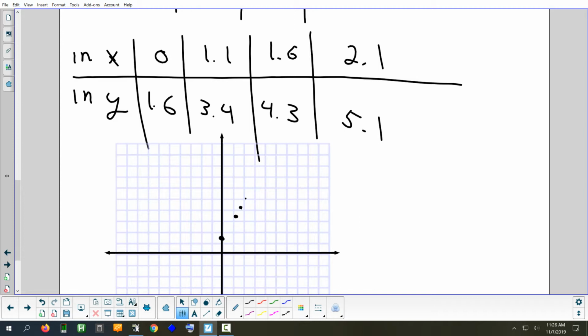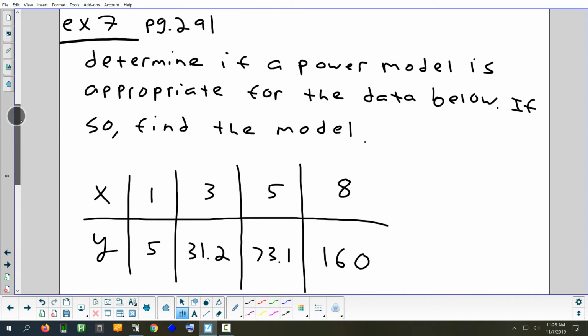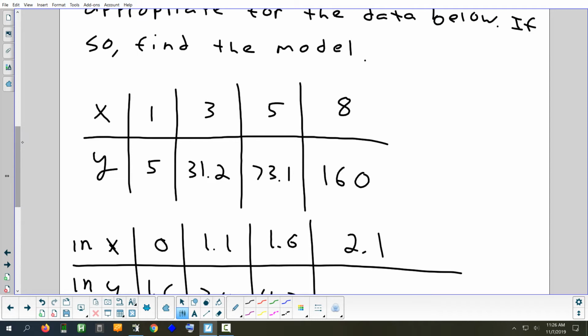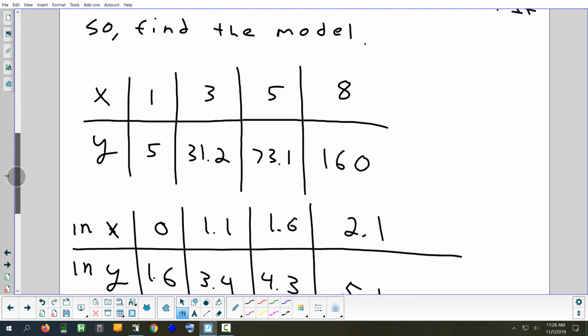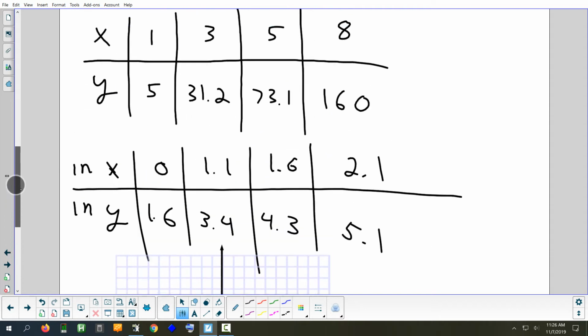Do those look like they're in a straight line? Yep. The straighter of a line they're in, the better a power model is going to work. So these are almost, I think, exactly in a straight line. So I would say a power model is the right way to solve this problem. Any questions on how we just figured out that a power model is the way to go? Or I have to just do the ln. Yep. And plot it.